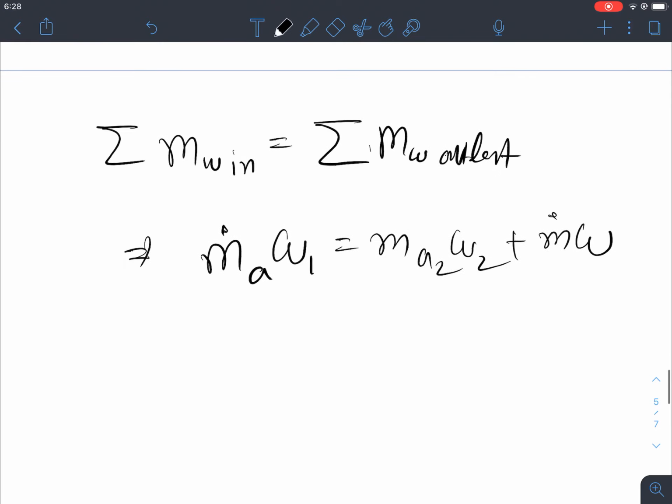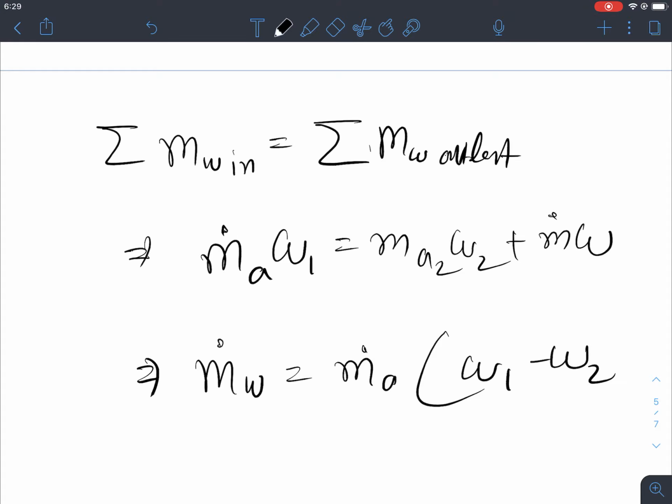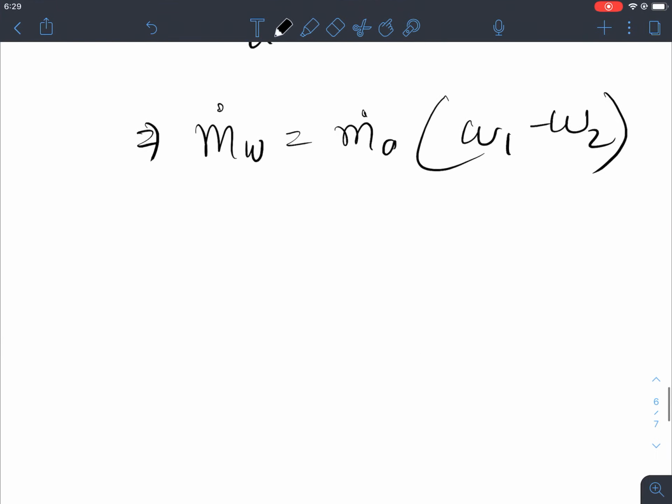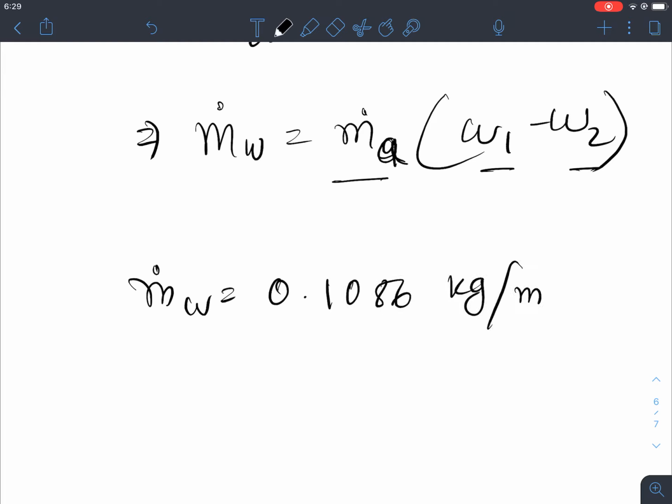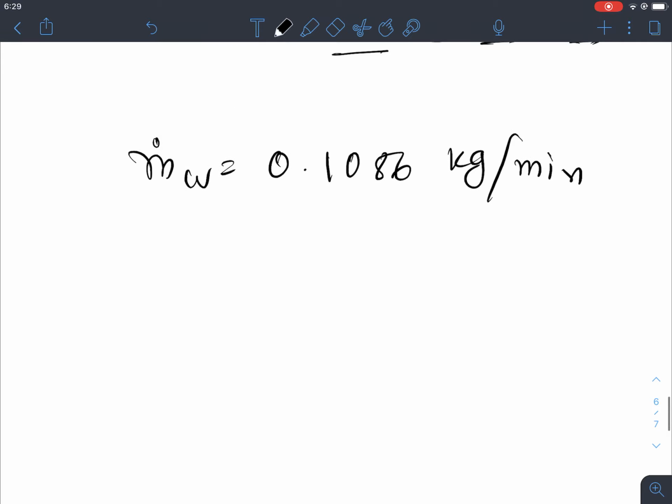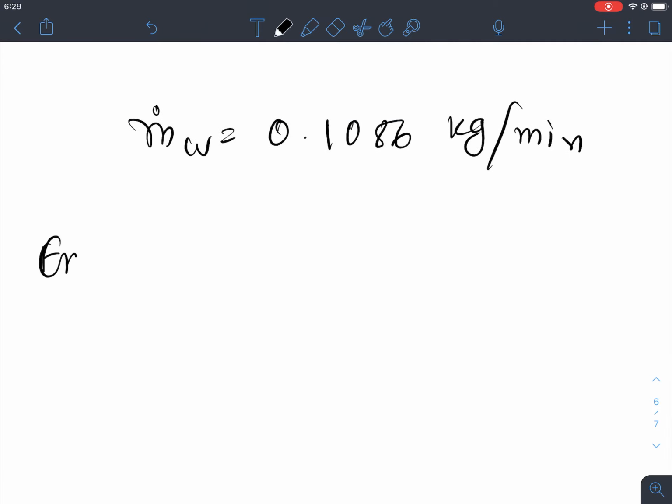So basically if we do this balancing, then we'll get mass of water equals to ma times omega 1 minus omega 2, right? So from here, if we solve this, we know all of this, we know ma, we know omega 1 and omega 2. If we plug in all this information, we'll get 0.1086 kg per minute.